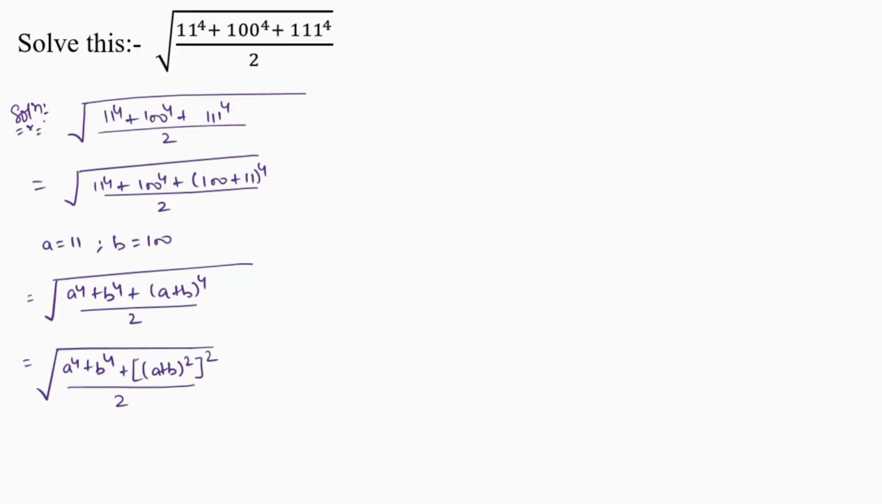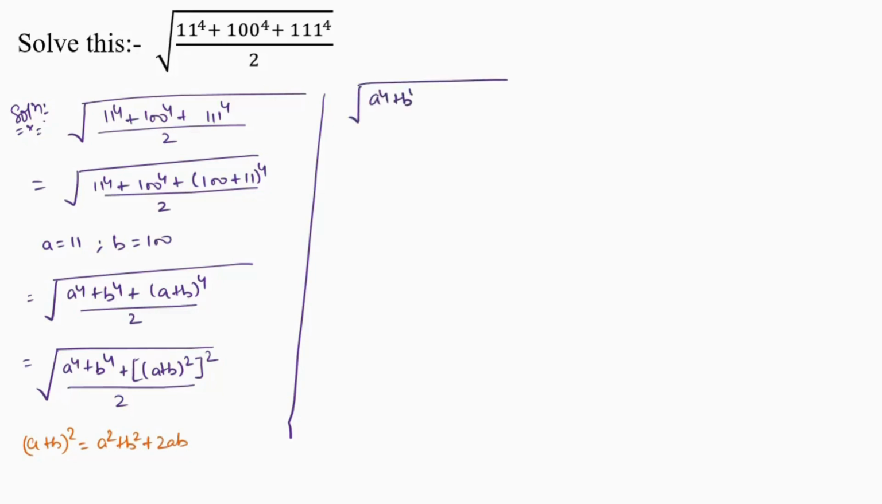Now we know (a plus b) whole square equals a square plus b square plus 2ab. So applying this formula, we get the square root of (a raised to power 4 plus b raised to power 4 plus (a square plus b square plus 2ab) whole raised to power 2) divided by 2.